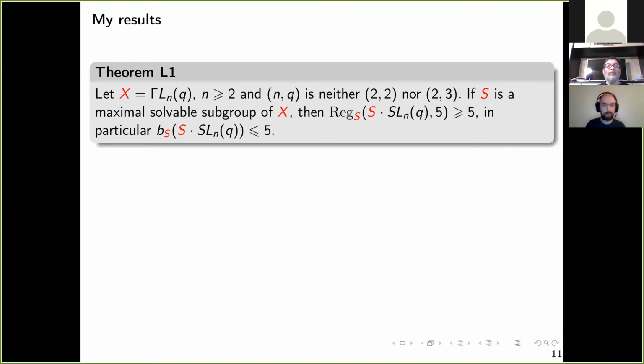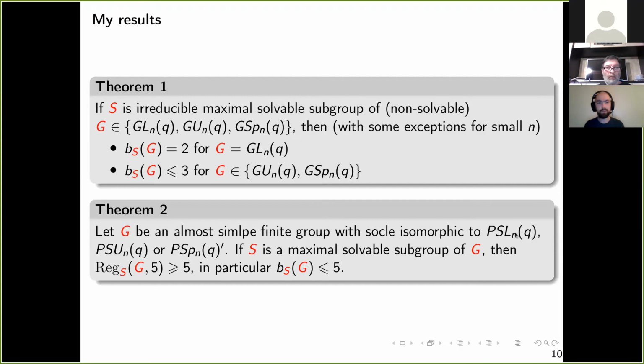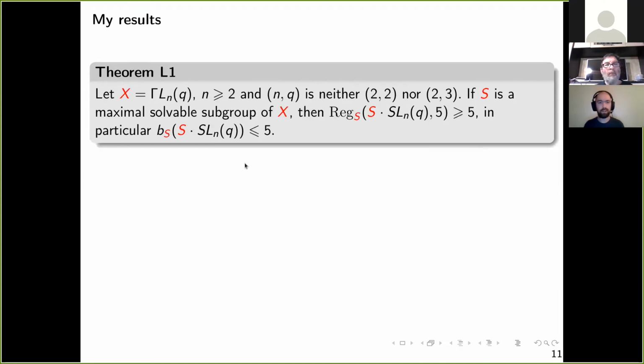So we start, of course, with the linear case. Here X is ΓL, which is GL_n extended by field automorphisms. And here I managed to prove the necessary condition. I will just remind you that to obtain the automorphism group of PSL_n(q), we can take GL_n and extend it by field automorphisms. And if n is at least 3, then extend it by a graph automorphism, for which we can take the inverse transpose map, and then quotient by scalars, and we will get the automorphism group of PSL_n(q).